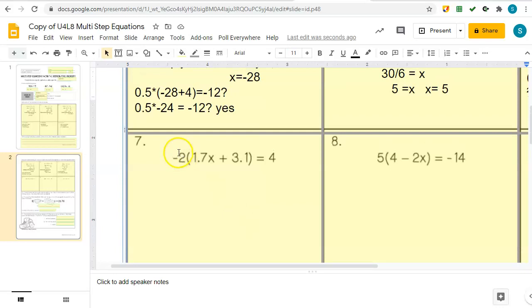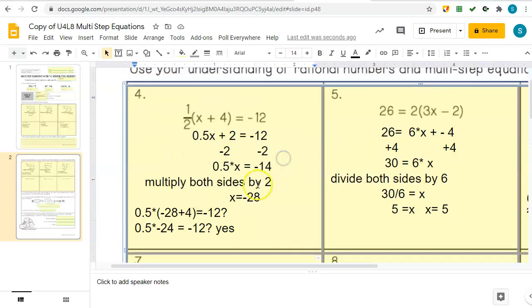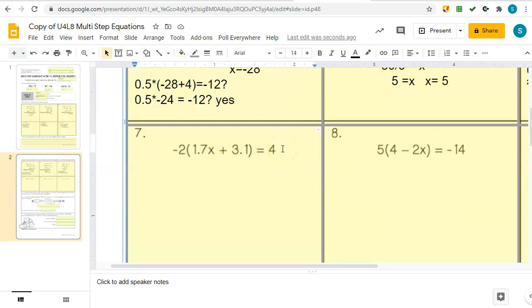Let's think through this one. Again, go ahead and distribute first. That'll simplify the problem. Why is it, think about it, that I'm not multiplying this negative 2 times 4? Well, this negative 2 only applies to things in the parentheses.